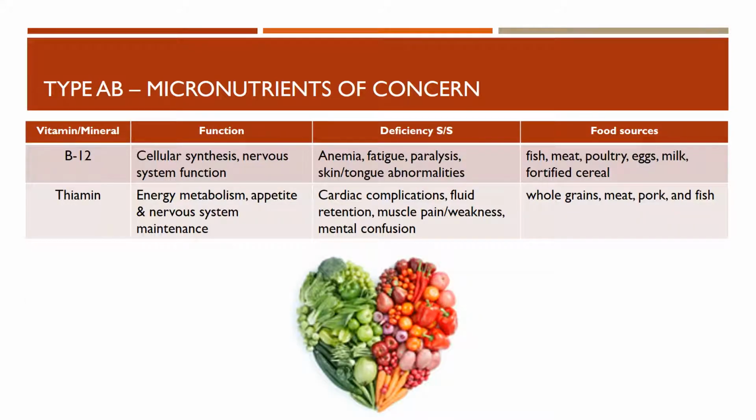So when we're talking about the micronutrients of concern for type AB, we can see that they function for cellular synthesis, nervous system function, energy metabolism, appetite and nervous system maintenance. So without these micronutrients, there can be signs and symptoms of anemia, fatigue, paralysis, cardiac complications, muscle pain and weakness, and mental confusion. And again, we see that the food sources of these micronutrients are those that are low in the type AB diet, including animal food sources, dairy, and whole grains.